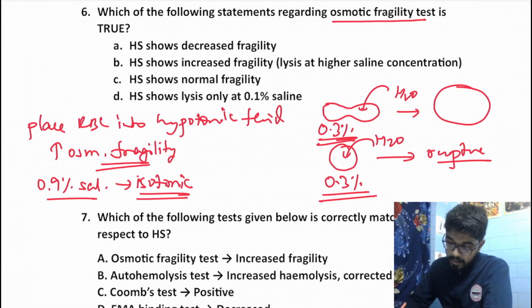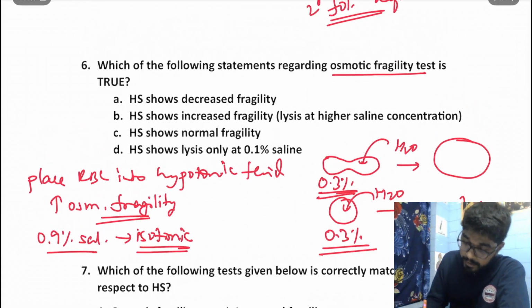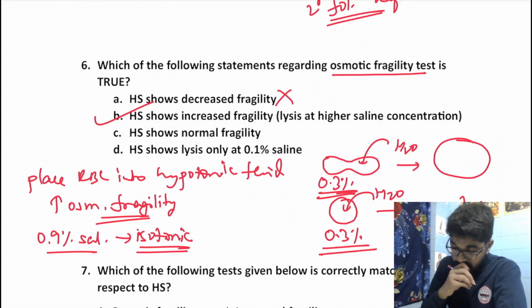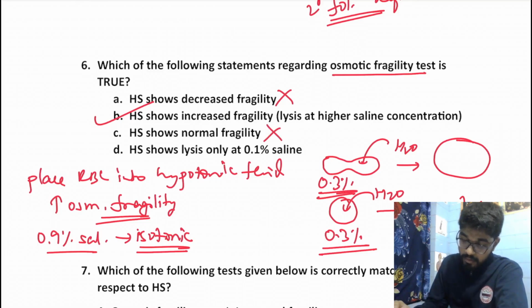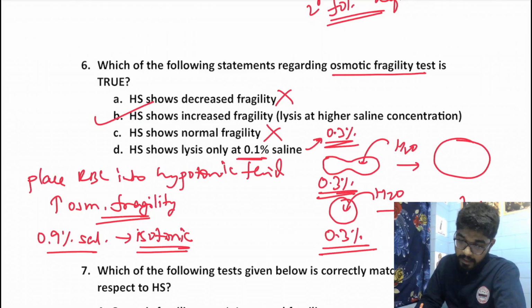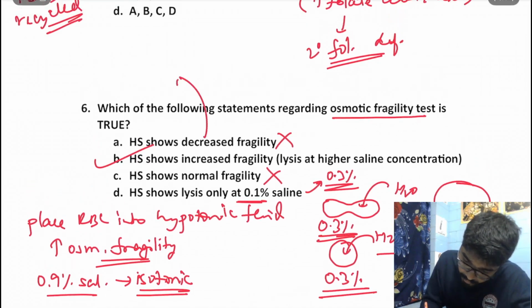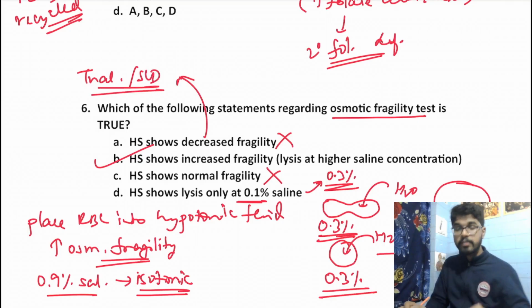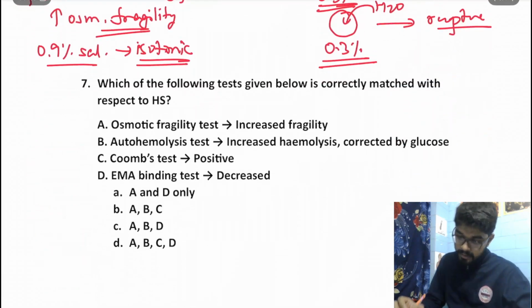Okay? So now let's read the options. Hereditary spherocytosis shows decreased fragility. No, they show increased. Yes, B should be our answer. Hereditary spherocytosis shows a normal. No. Shows lysis only at 0.1%. No, it starts to show lysis from 0.3%. And remember a few important points: thalassemia and sickle cell disease are the ones that can show decreased fragility. Okay. Moving on to the next question.